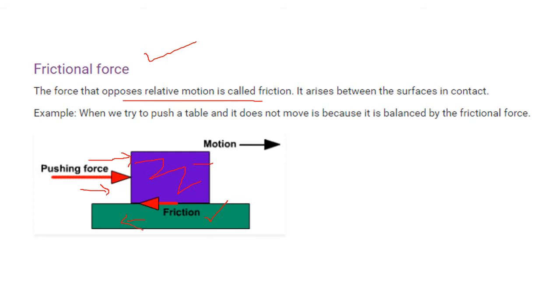So it arises between surfaces in contact. Can you see this arrow? There is contact between this box and the surface. For example, if a box is kept on a floor, at the contact between the floor and the box there will be frictional force. For example, when we try to push a table, it does not move because the applied force is balanced by the frictional force. That is why the box cannot move.